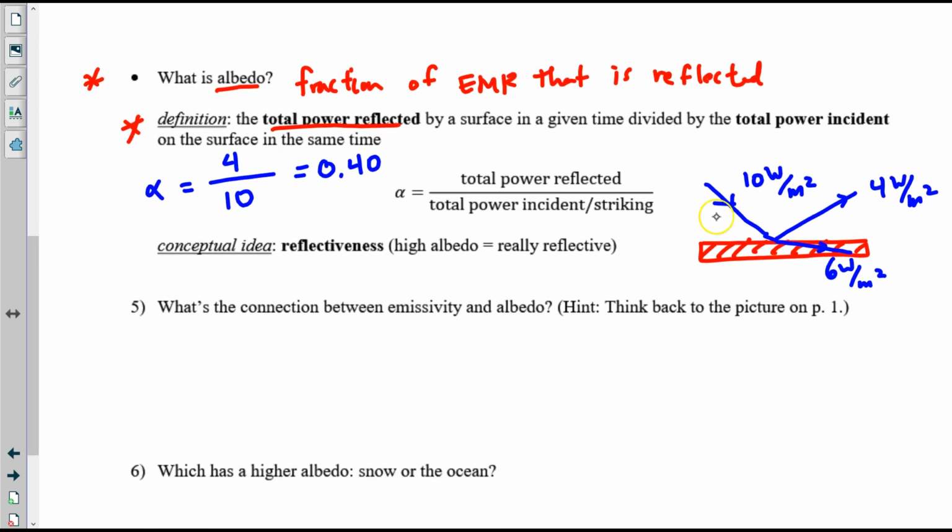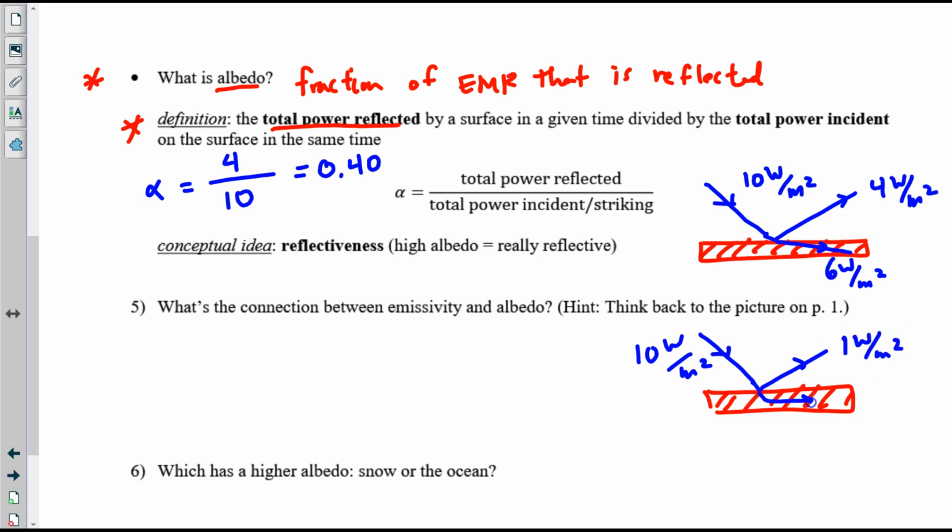And what do you notice? Consider those values. If we had something a little less reflective, so now we've got 10 watts per meter squared, and maybe we only reflect 1, which means we're absorbing quite a bit more. Nothing is being transmitted through to the other side, we assume. So look at this. With a lower albedo, what will be true about the absorptive capability? Lower albedo will probably mean more absorptive.